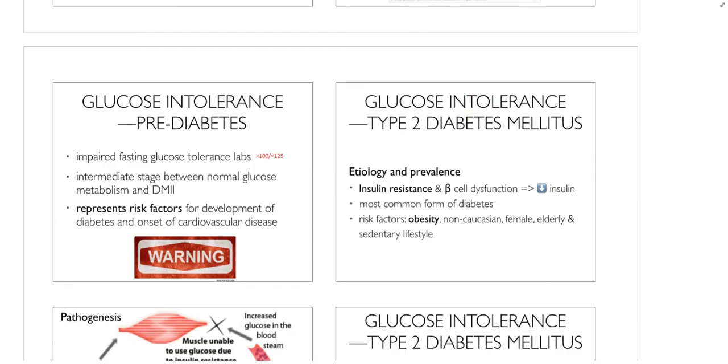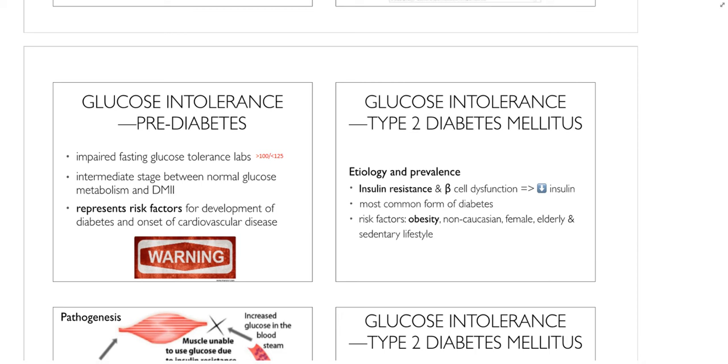All right, so prediabetes is where we have impaired fasting glucose tolerance labs, which is measurements of between 100 and 125, as opposed to the normal for fasting, which is 70 to 100. This is intermediate between normal and type 2 diabetes, and this represents a risk factor for developing diabetes and onset of cardiovascular disease.